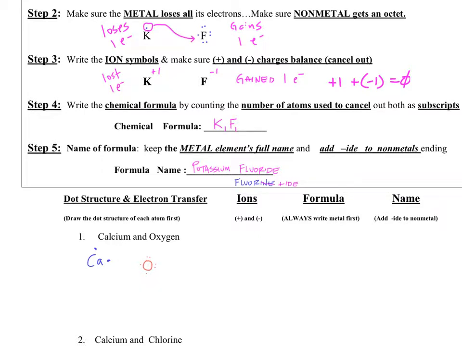Okay, so what's going to happen is this electron here will fill this empty space, and this electron here will fill that empty space. So now calcium loses 2 electrons and oxygen gains 2 electrons. Okay, so now calcium becomes positive 2 and oxygen becomes minus 2.